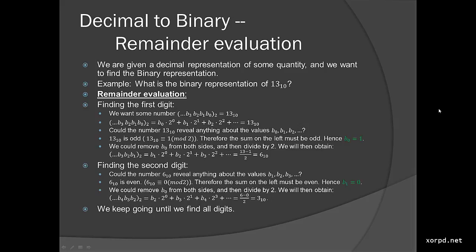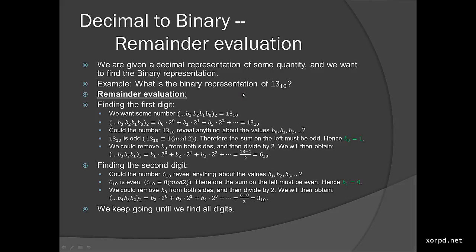Now we speak about a third way, which is very common. It is called the remainder evaluation, at least that is how we call it in this course. Again, we are trying to solve exactly the same problem. We are given a decimal representation of some quantity, and we want to find the binary representation. Again, we will work with the same example of 13 in base 10.